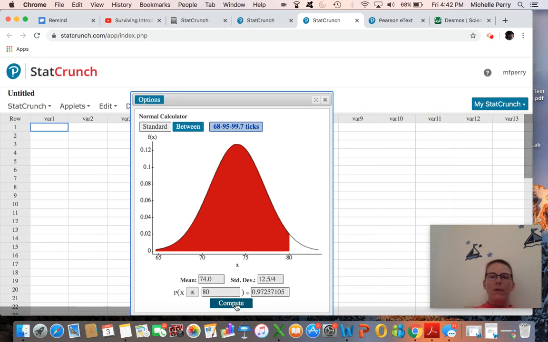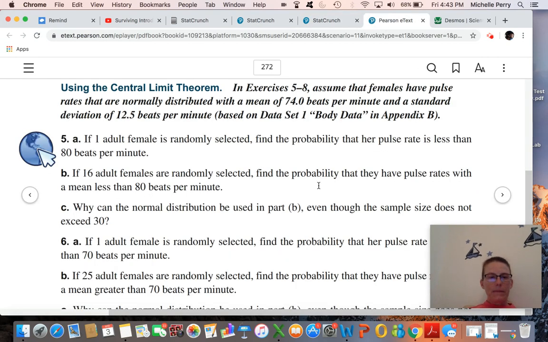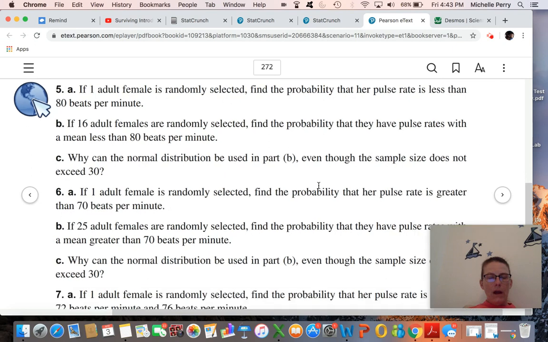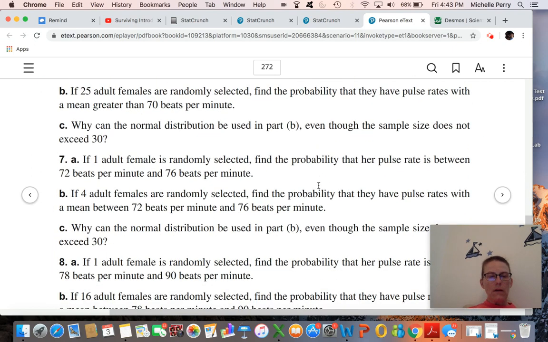Let's try another one. Let's come back over to eText, and let's go and think about, on page 273, bear with me just a second as I get this to work with me.